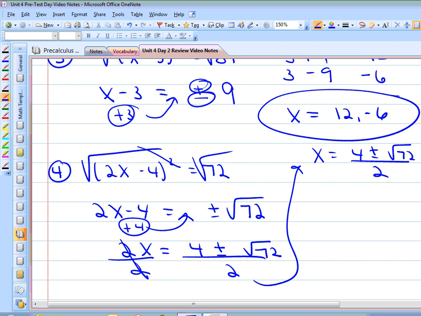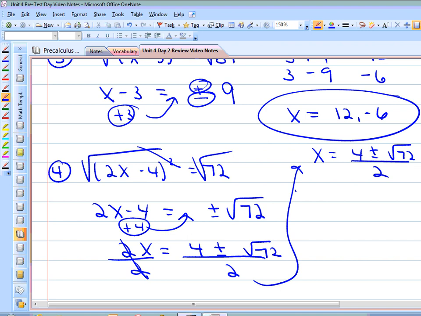Now look what happened here. Remember, we're going to take out pairs. So we take out a pair of 2s and we take out a pair of 3s. That 2 doesn't have a partner, so it's going to stay home. And we have a 2 on the outside and a 3 on the outside. Multiply those together and get 6. So you'll have 6 square roots of 2.